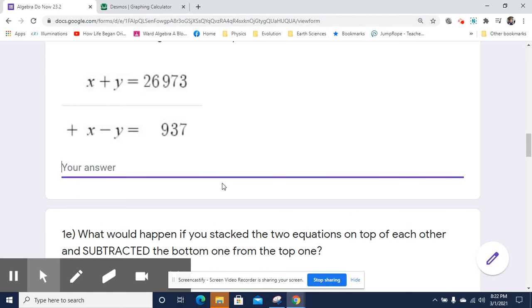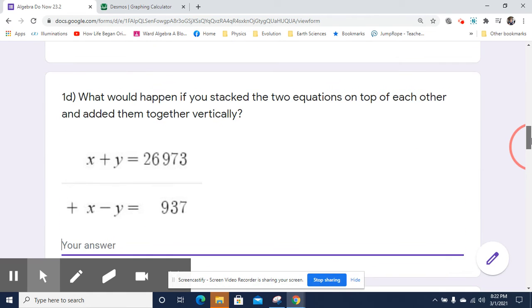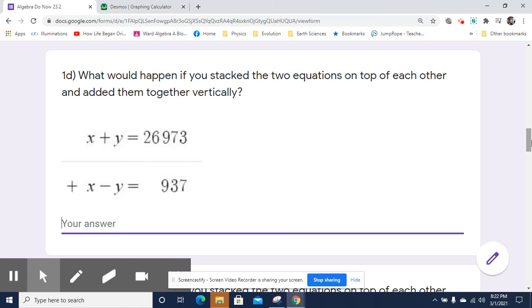Okay, cool. So now the next question asks us, what would happen if we stacked the two equations on top of each other and added them vertically?